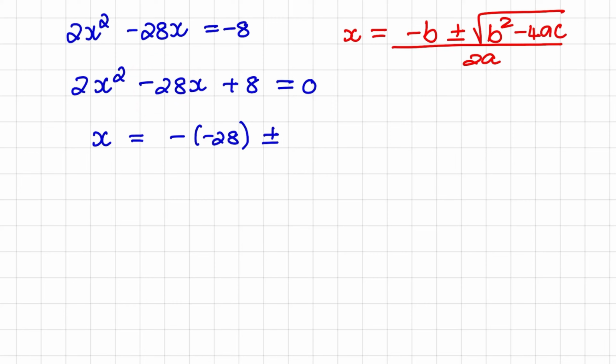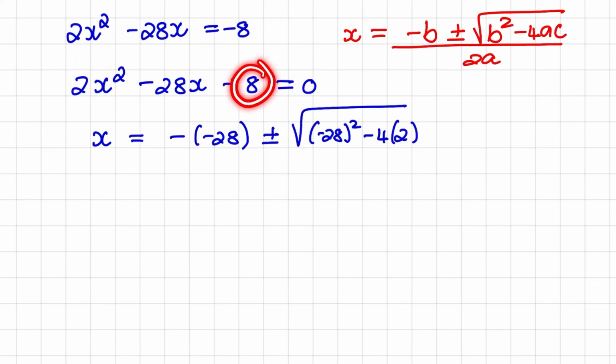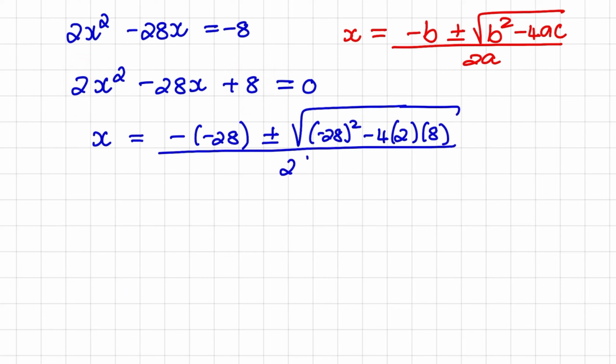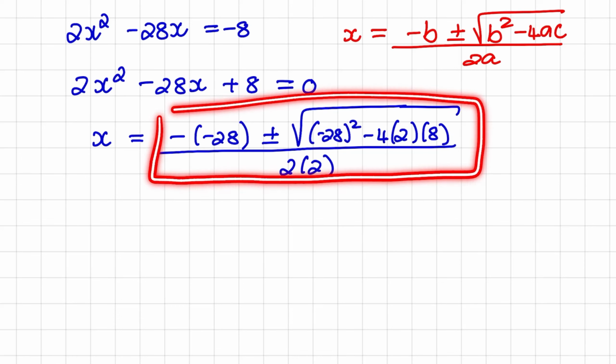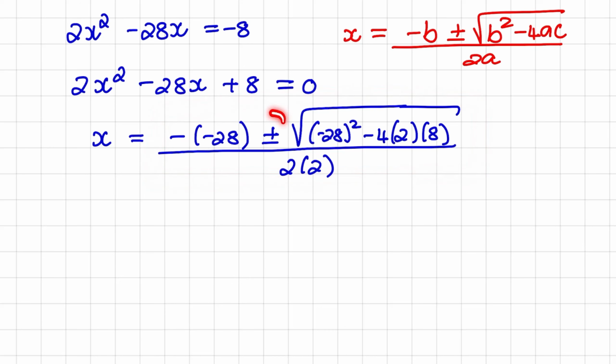Then plus minus the square root of negative 28 squared minus 4 times a, where the a value is equal to 2, times c, where the c value is equal to 8. All of that over 2 times 2. And now what you can do is plug this equation carefully into your calculator. But notice that you cannot plug in plus and minus at the same time. So you'll first set up the fraction and then only use a plus.